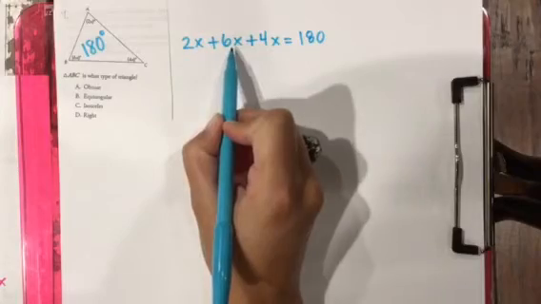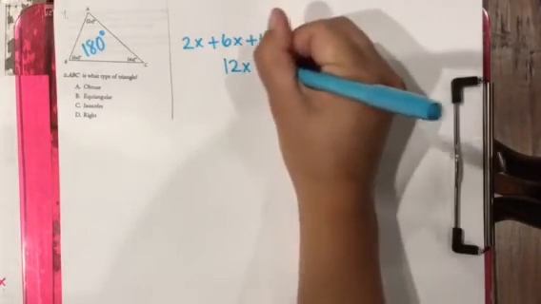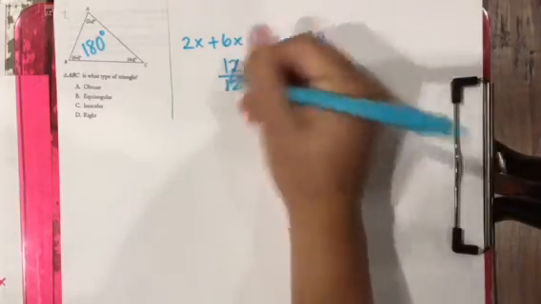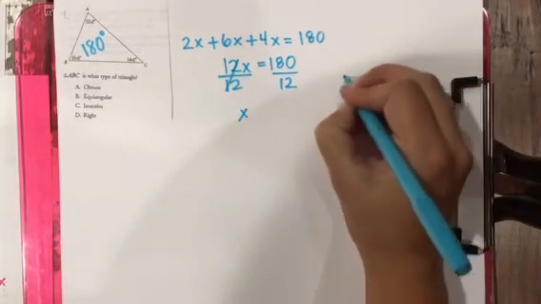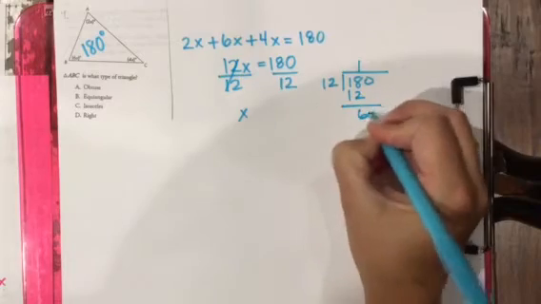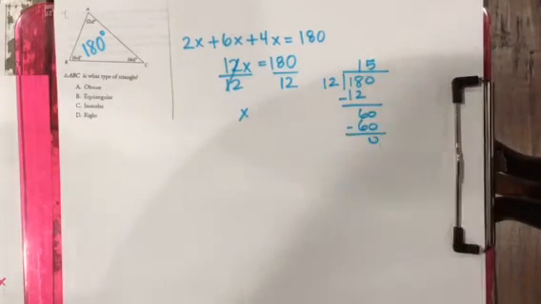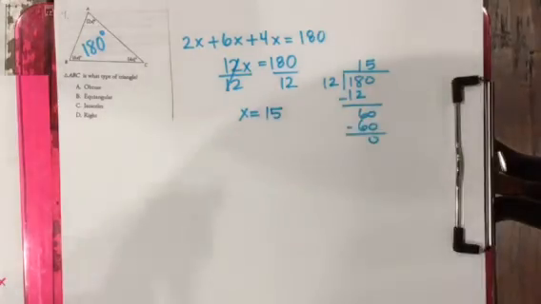So 2 plus 6 is 8, 8 plus 4 is 12, 12x equals 180. I'm going to divide by 12 in order to solve for x. X equals 180 divided by 12, and that equals 15. So x equals 15. Now we're not done yet, right? We're not looking for a degree answer. We're looking for the type of triangle this is.